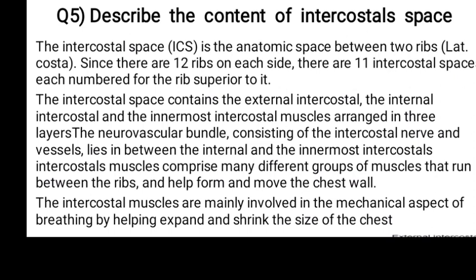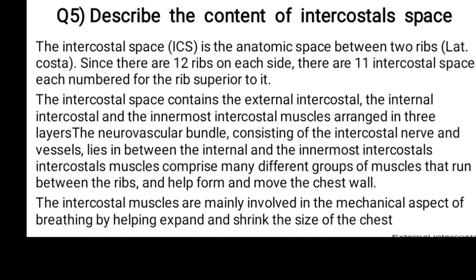Number 1. The intercostal space contains the external intercostal, the internal intercostal, and the innermost intercostal muscles arranged in three layers. The neurovascular bundle, consisting of the intercostal nerves and vessels, lies in between the internal and the innermost intercostal muscles.